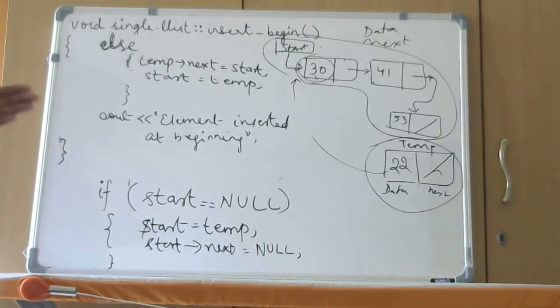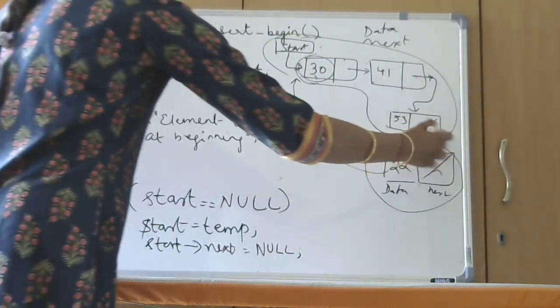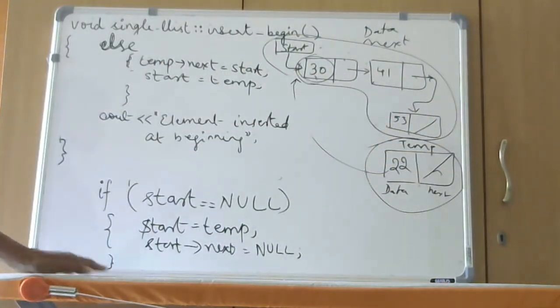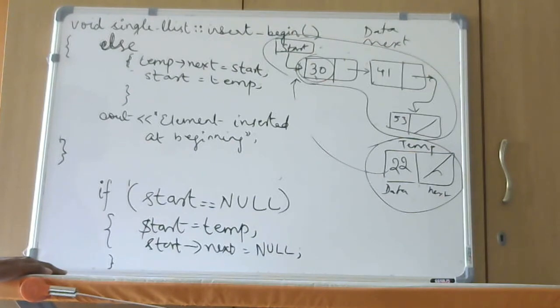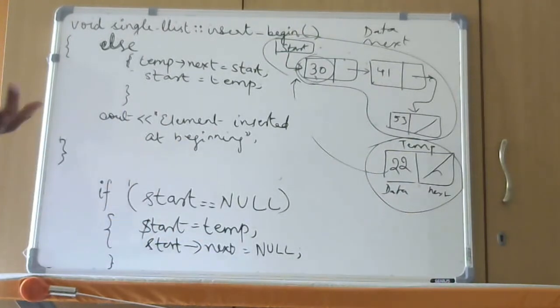If the linked list is empty, then this will become the new node. This will become the first node. You are inserting at the beginning, and that's the only node you are going to have in the linked list. So how to check whether it is empty or not? If start is null. When will your start be null?